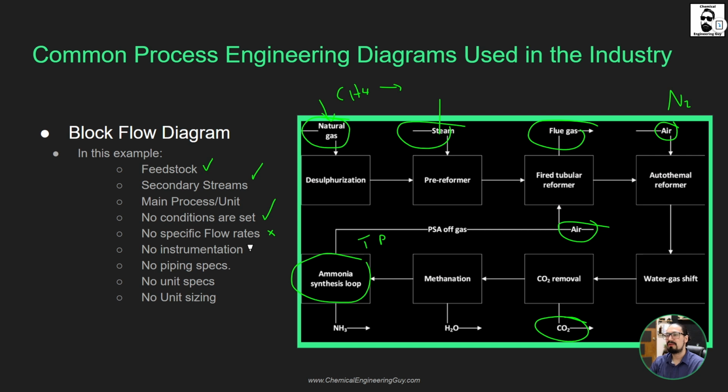Of course, if you think it's relevant, you may be adding a valve right here, or maybe you want to add that this is a pneumatic line. Maybe you just want to add that there's a check valve and so on. And well, there are no piping specifications. You don't know the size of the pipeline. Once again, if you want to add that information, you can do it without any problem. But the idea is that a block flow diagram does not require all this specific information. No unit specification, no unit sizing.